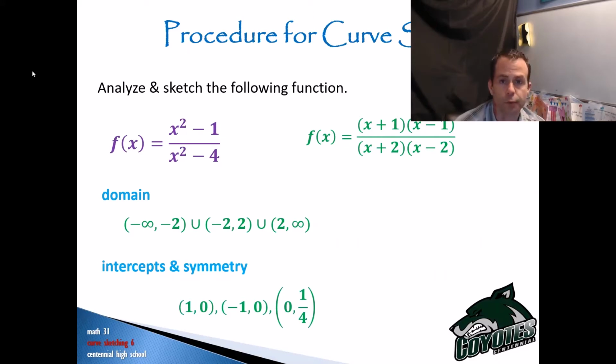Now, to test for symmetry, that was one of the first things we talked about. So we want to take a look at what f of negative x would be. If I replaced x with negative x here, I would still actually get x squared minus 1 over x squared minus 4. So f of x equals f of negative x, which means this is an even function, which means it's symmetrical about the y-axis.